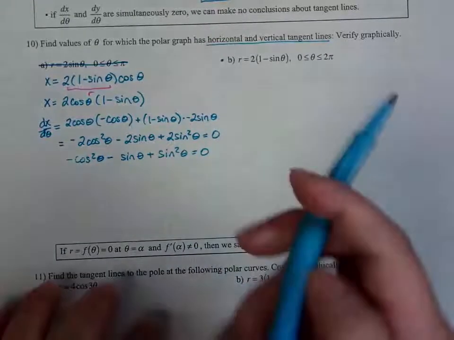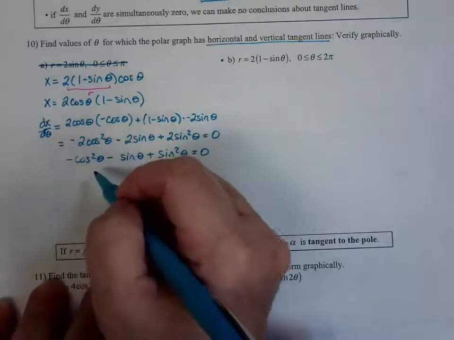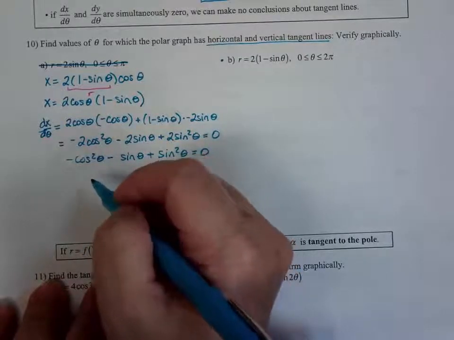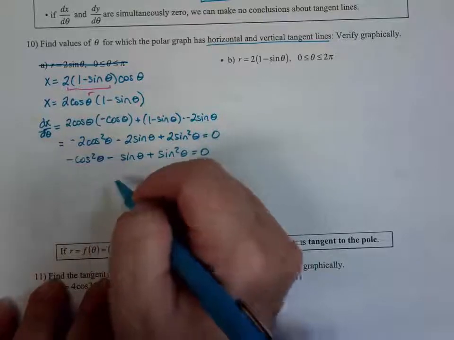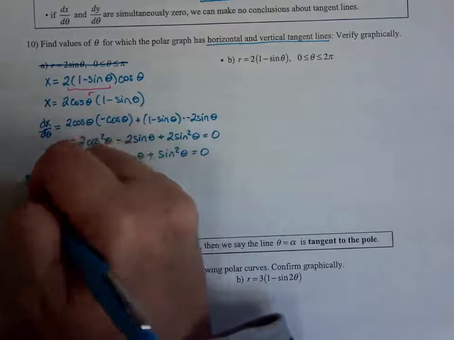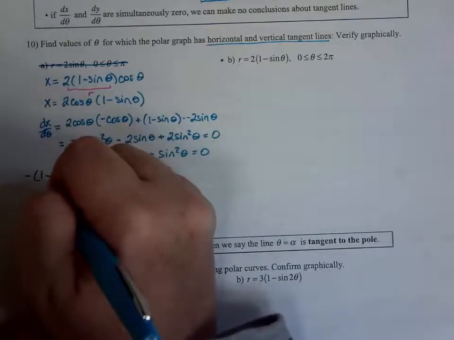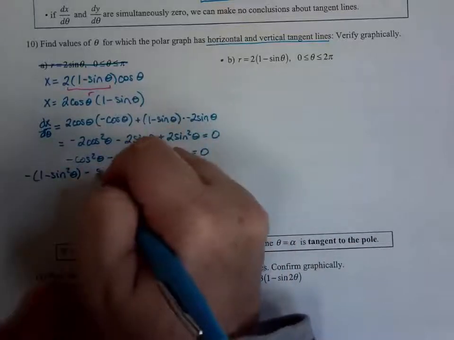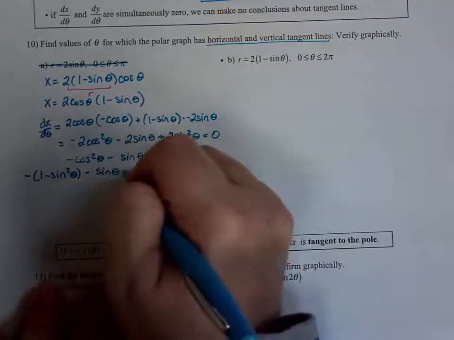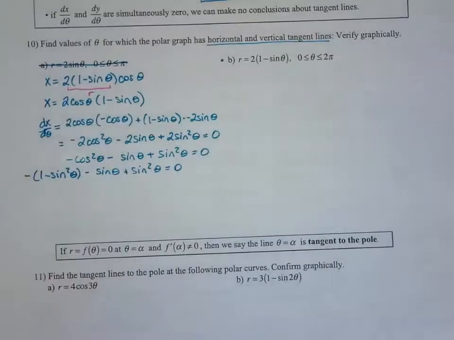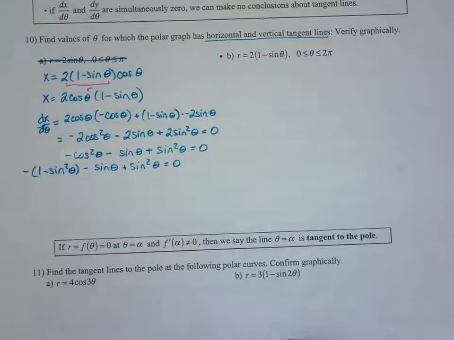So, the formula says sine squared plus cosine squared equals 1. So, cosine squared equals 1 minus sine squared. And that's what I'm going to use right here. So I'm going to move over a little bit. Negative (1 minus sine squared theta) minus sine theta plus sine squared theta equals 0. So now I have all sines.